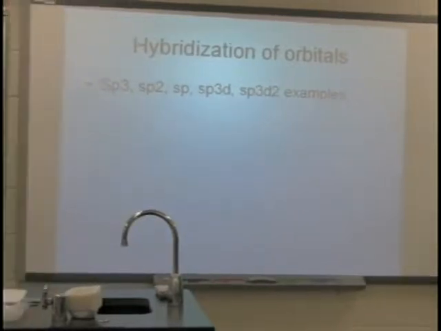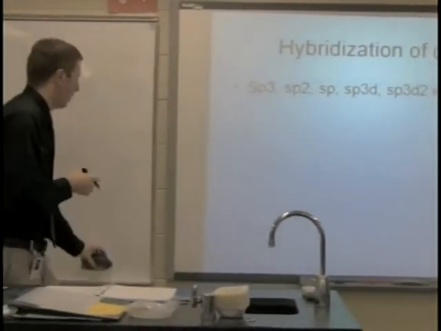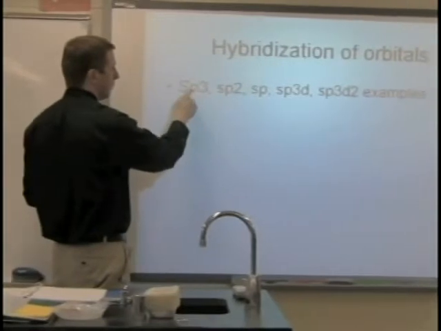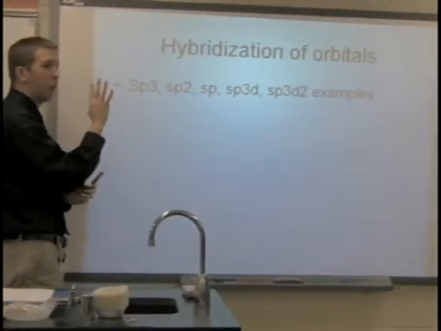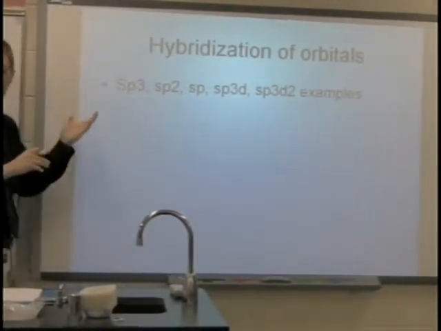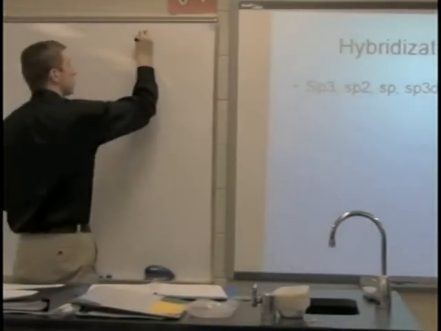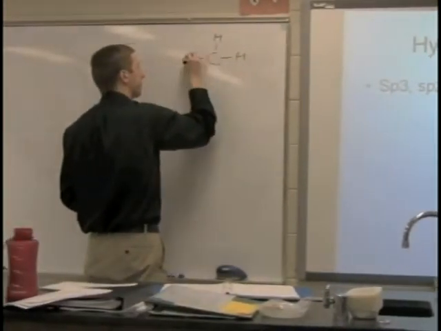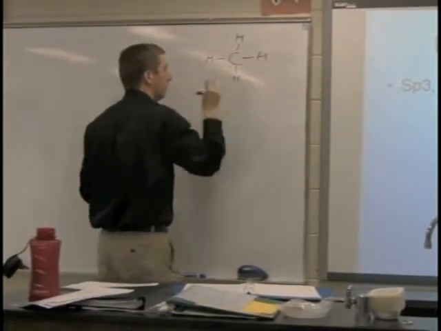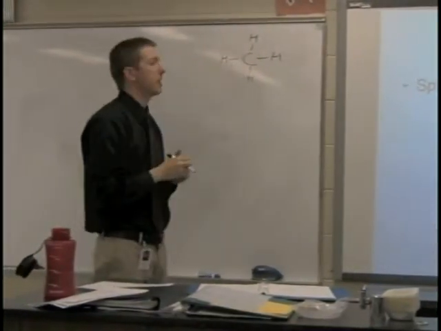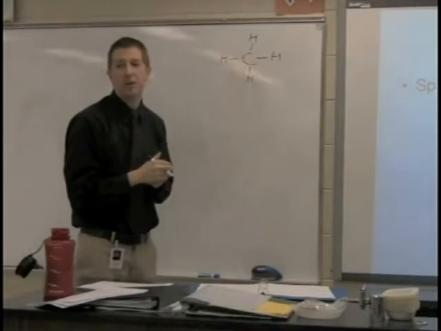So in this case, sp3, what I would do is count 1 s and 3 p's. Something that has 4 bond points coming off of it would be sp3. A good example of that could be methane that I drew earlier, CH4. So it has 4 bonding points. That would be called sp3.